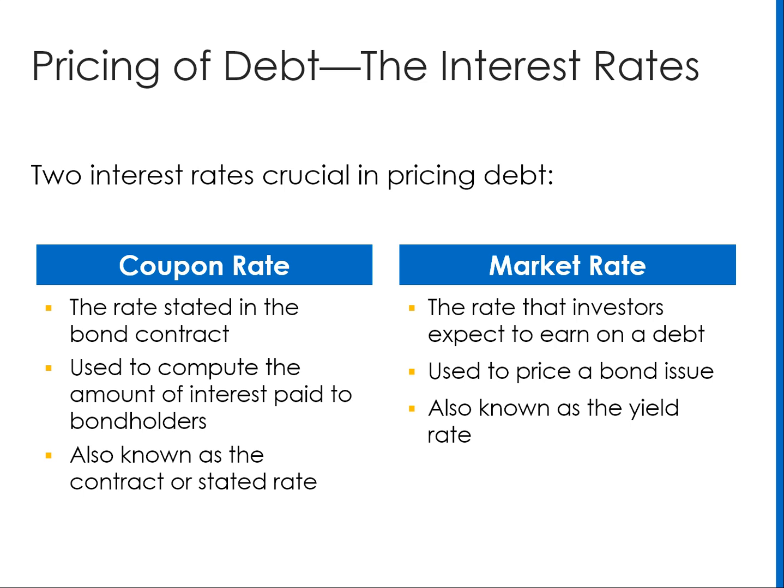When we issue a bond, there are two interest rates to consider. One is called the coupon rate. This is the interest rate based on which the borrower is going to pay interest to the lender. So this coupon rate is used to calculate the interest payment. And the other interest rate is called the market rate. This is the rate that investors expect to earn on a debt at the date of issuance. This is also known as the yield rate.